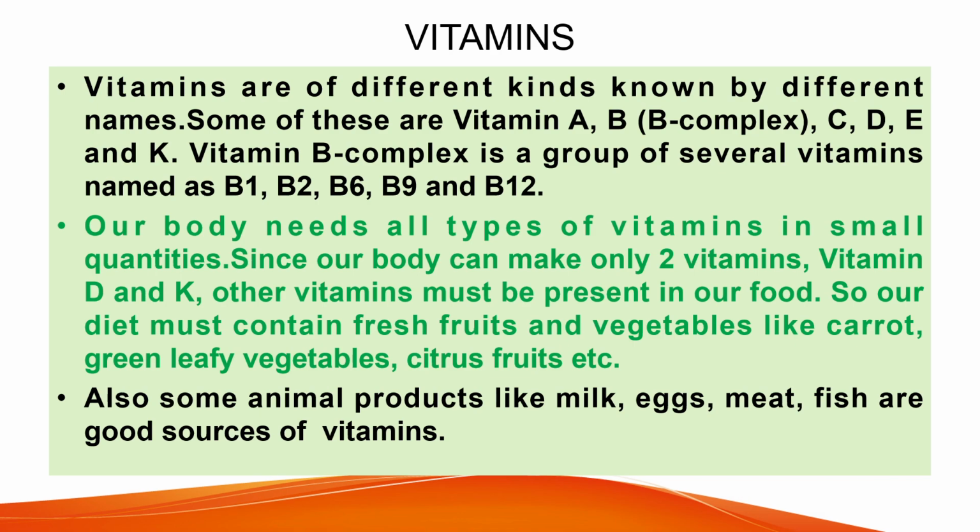Now we have our next nutrient, which is called vitamins. Vitamins, they are of different kinds, known by different names. अलग अलग तरह के vitamins होते हैं, अलग अलग तरह के नाम से जाने जाते हैं, like vitamin A, vitamin B, that is B complex, vitamin C, vitamin D, vitamin E, and vitamin K.